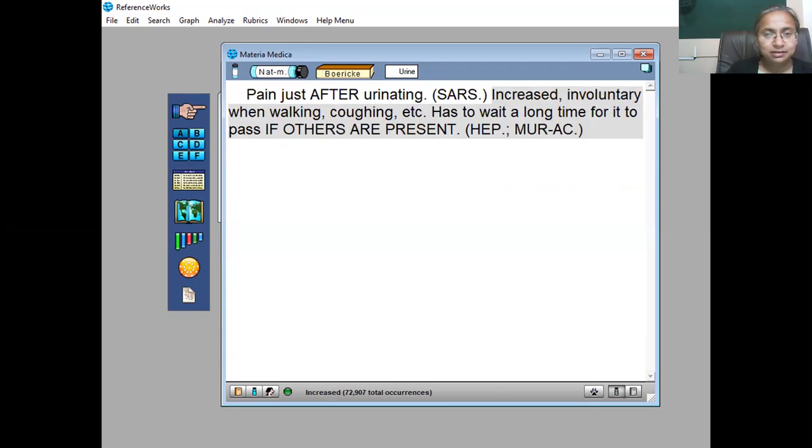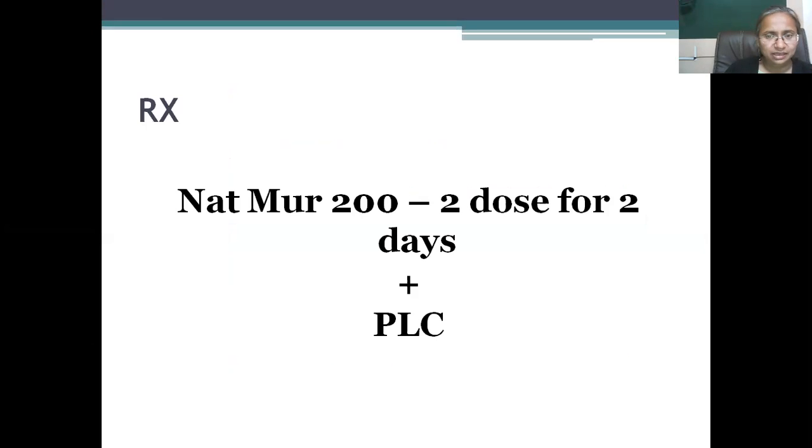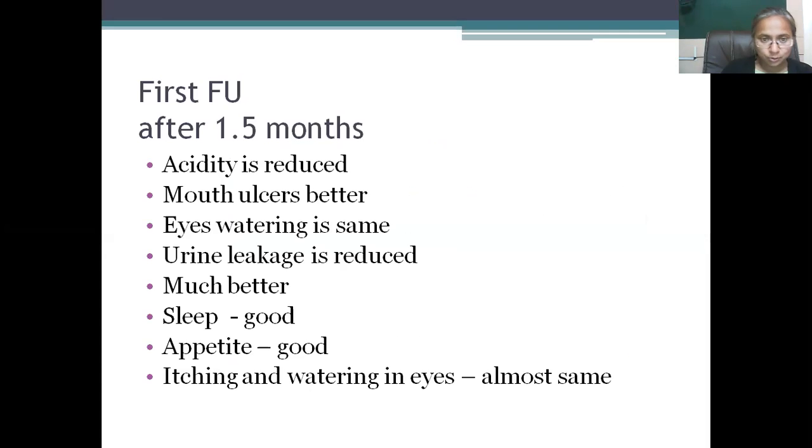And this is from Boericke: increased involuntary urine when walking, coughing, and has to wait a long time for it to pass if others are there. So I gave Natrum mur 200, 2 doses and some placebo, and waited. The first follow-up I got after 1.5 months, and she said that her acidity is reduced, mouth ulcers are better, which was not better by any gel, any local application, no medicine, and eye watering was the same. Actually, the chief complaint was the same.